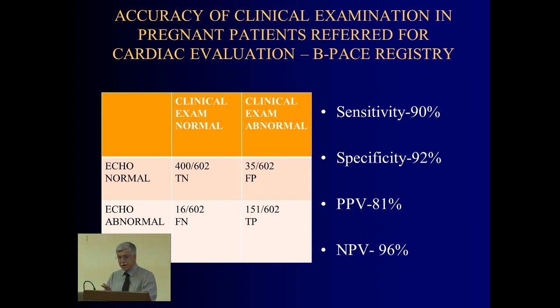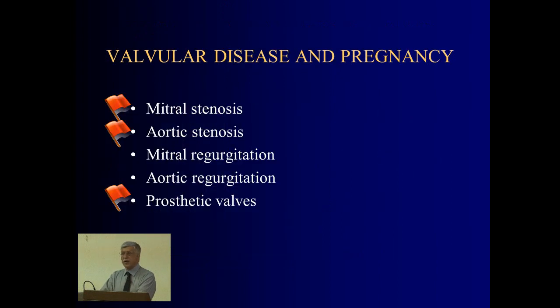So generally, the clinical examination is quite accurate, but echocardiography is an excellent way of confirming or excluding underlying cardiac pathology. Now, the kind of valvular abnormalities that we're talking about are listed here, and the ones that signal problems are the ones that are red flagged. And as you can see, both stenotic lesions, mitral stenosis and aortic stenosis, and then prosthetic valves are the three major conditions in which we encounter problems during pregnancy. The intervening two, mitral and aortic regurgitation, in fact are generally tolerated quite well, and I will briefly discuss that later on.